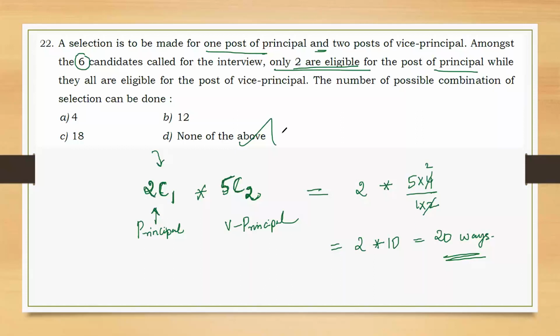Charan should not consider 4C2, since the person who was eliminated in the principal round will again apply for the vice principal, right? We have 6 candidates totally, but in that 2 are eligible for the principal post. They all came for interview, right? 1 post principal, 2 posts vice principal. In that, only 2 are eligible for the principal. So chances of getting the post of principal is only 2 ways, only 2 persons, right? So 1 will be selected as principal. The remaining 5 will be chances for vice principal. So 5C2. Is it clear, Charan?